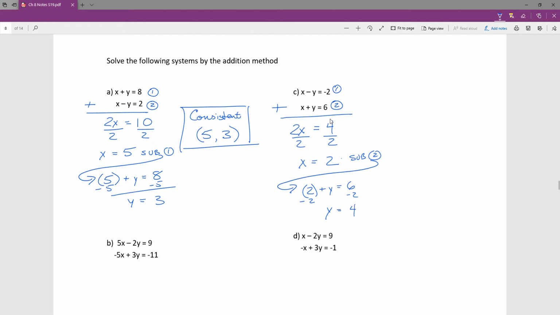And again, putting that together as an answer, it is a consistent system. And (2, 4) is the point where those two lines would intersect. The 2 and the 4 are the values of x and y that would satisfy both of those equations.